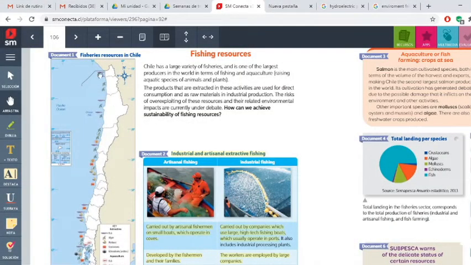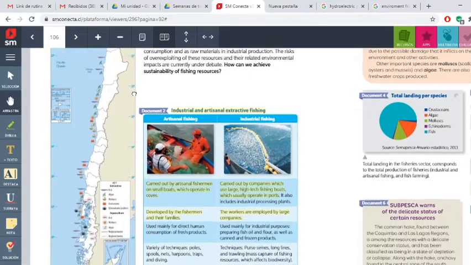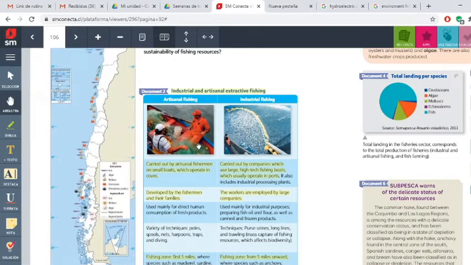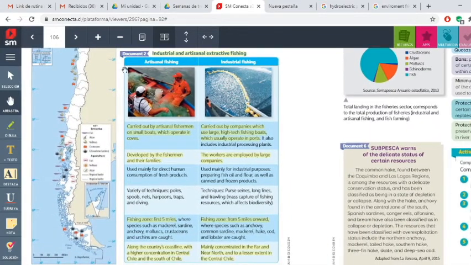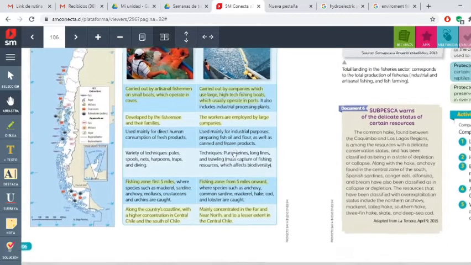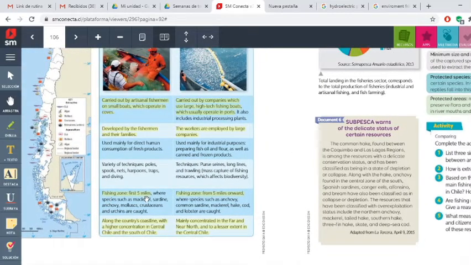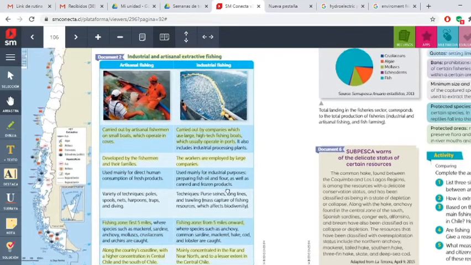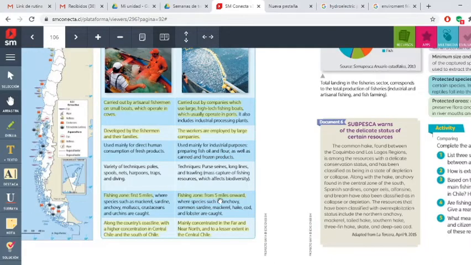As we saw before, we have the fisheries resources in Chile. You can take a look at the map at any time you want. This is on page 106, but we're going to focus on document 2, which is the industrial and artisanal extractive fishing, which are the two different types of fishing. First of all, artisanal fishing is carried out by artisanal fishermen, which are a group of people, usually families, and industrial fishing is usually done by big companies, all right? There are other differences. The fishing zone for artisanal fishermen is the first 5 miles, so son las primeras 5 millas, but the fishing zone for the big companies is from 5 miles onward.